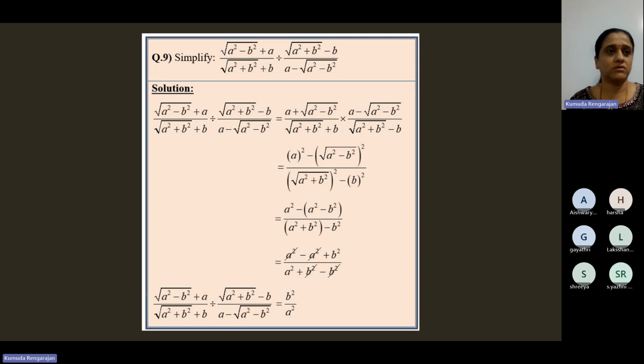I've written the question again, and the answer is equal to b square by a square. Finished? Okay, you can finish it yourself, right?